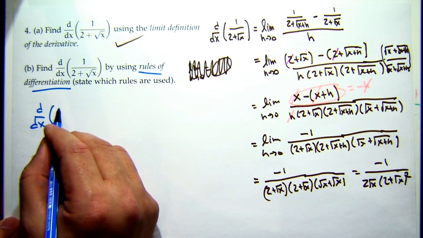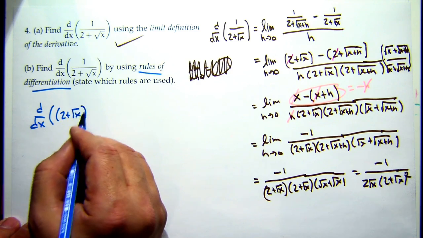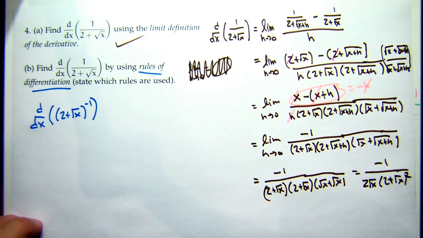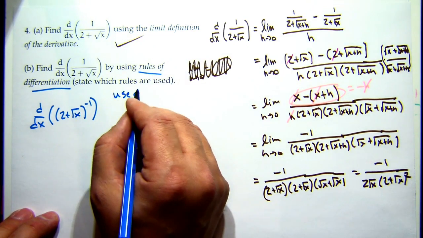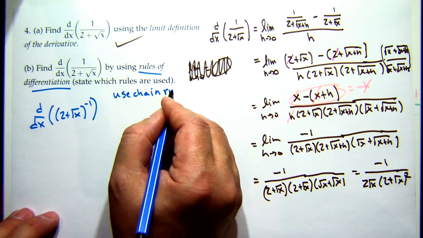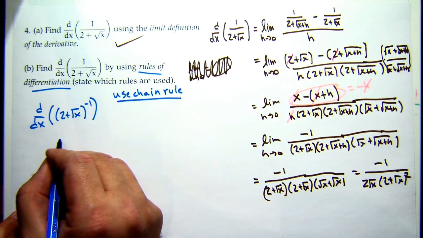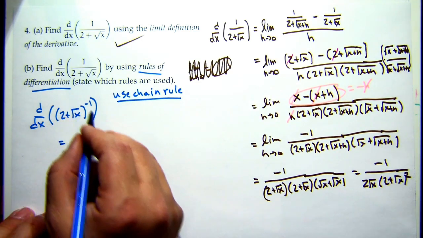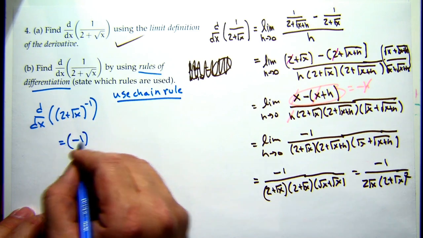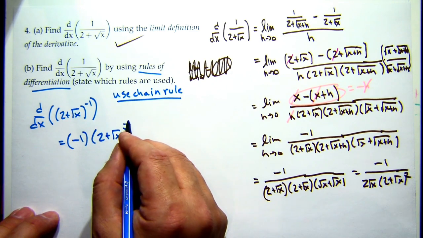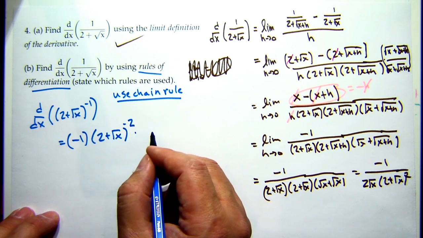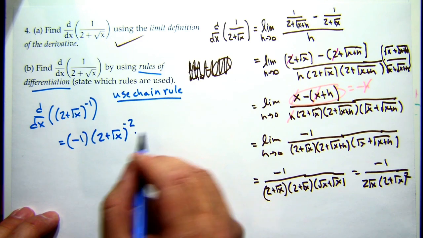Chain rule? Okay, think of this as 2 plus root x to the minus 1. That's a nice way to think of this as a chain rule. Okay, so I'm going to use the chain rule. Chain rule is the best rule. Chain rule's the number 1 rule. Okay, negative 1 comes down. 2 plus root x to what power? Negative 2 times the derivative of the inside.